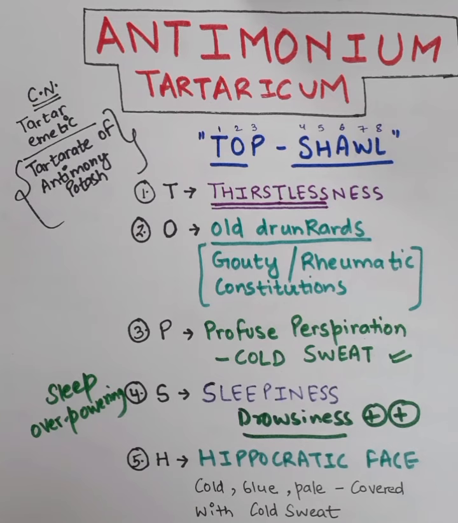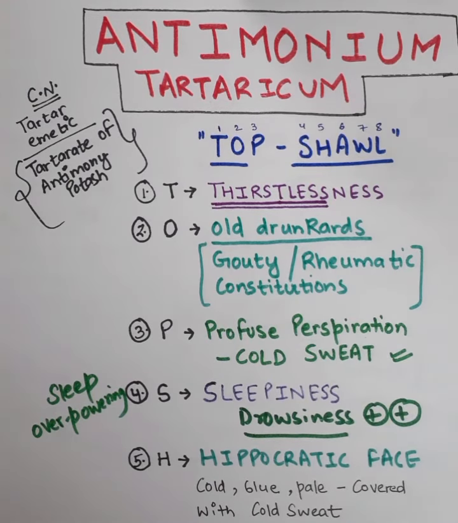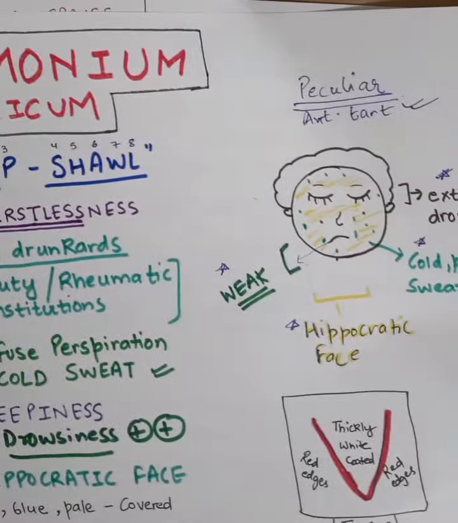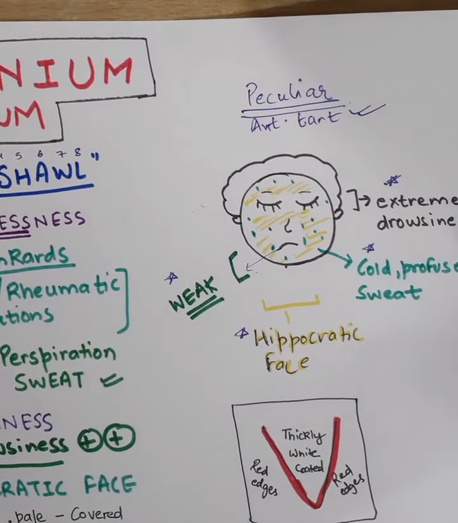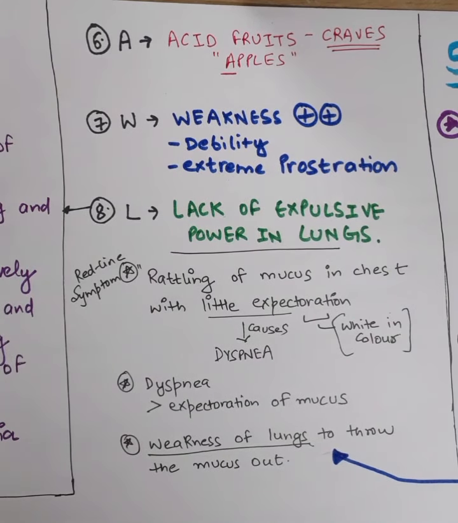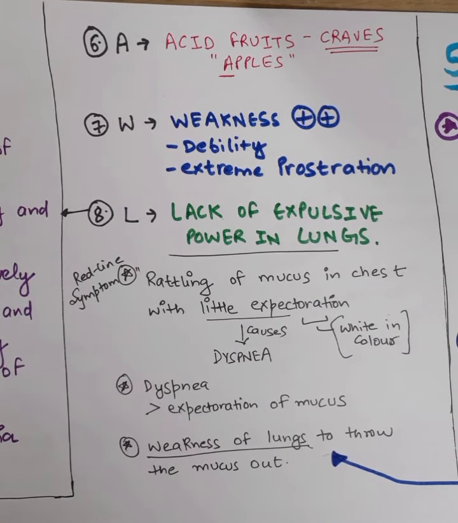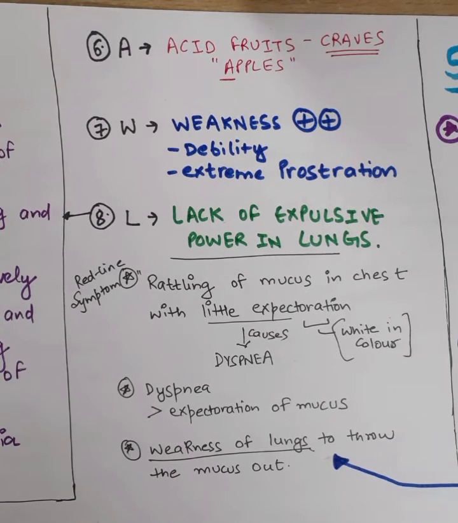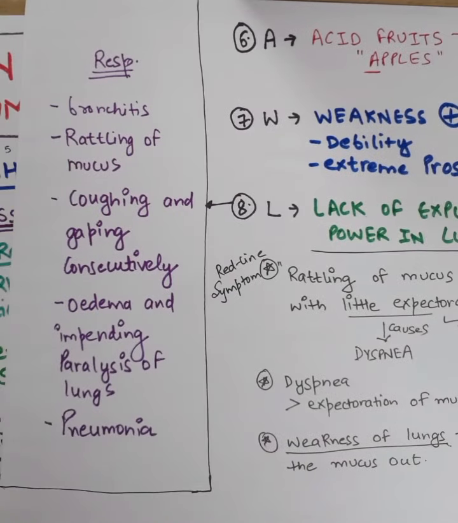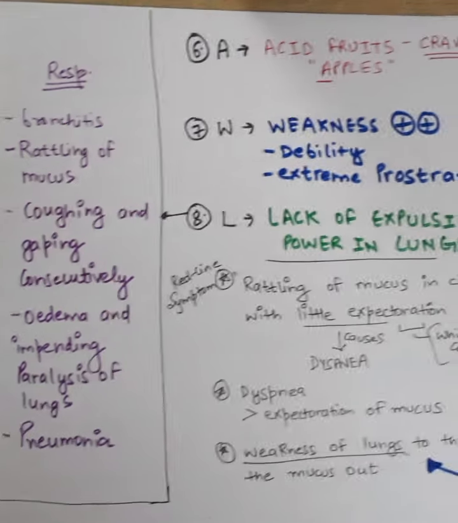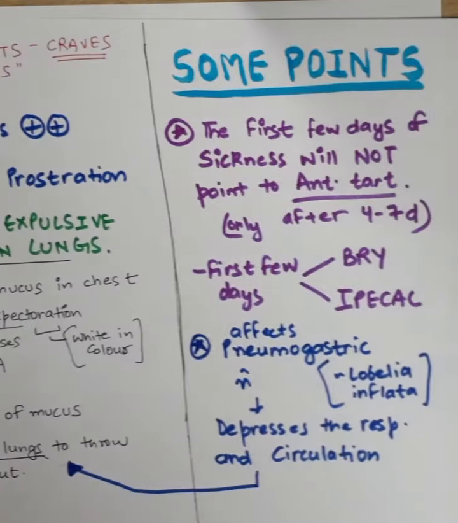So we have thirstlessness, old drunkards, rheumatic constitutions, profuse perspiration, sleep overpowering, Hippocratic face. And the four peculiar symptoms: the drowsiness, the cold sweat, Hippocratic face, and weakness. Other symptoms are desire for apples, debility, and lack of expulsive power in lungs, the last one being the most important. And we have a few respiratory symptoms, from bronchitis to pneumonia, and some points of Antimonium Tart.